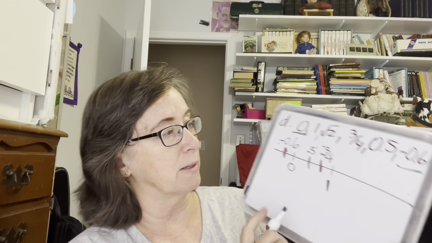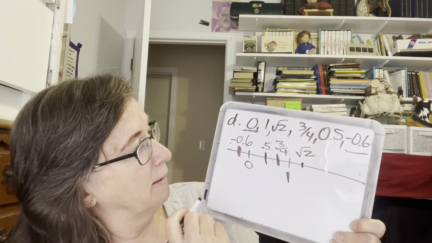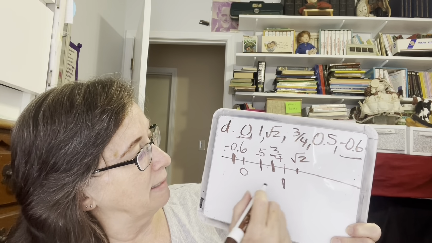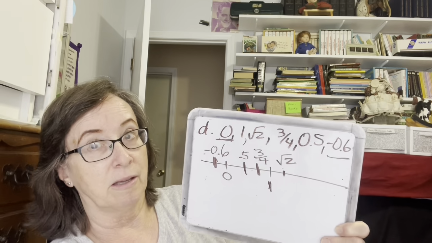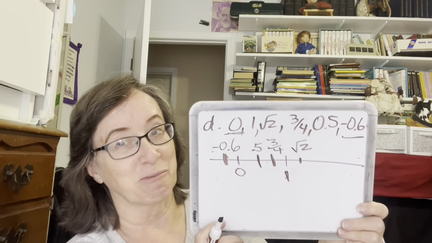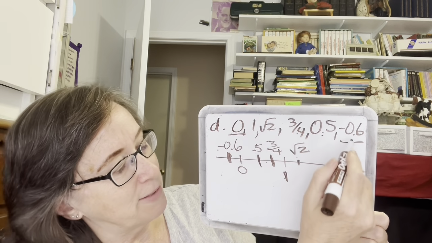So we're going to put the square root of 2 about here. Okay, did we put everything down? We have 1, we have 3/4. Okay, so now that we put them on the number line, we have to write them in order, don't we? So we have 1, 2, 3, 4, 5, 6 numbers.